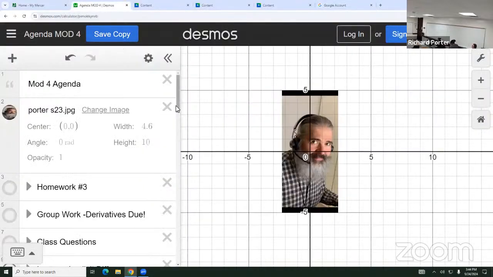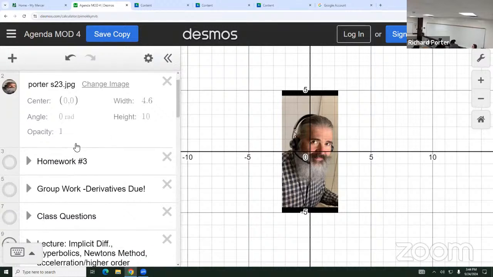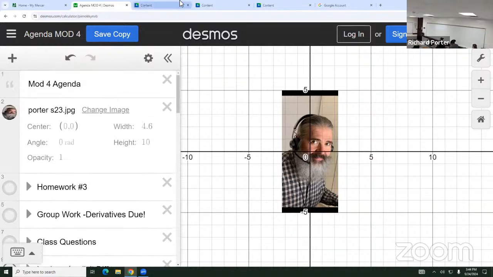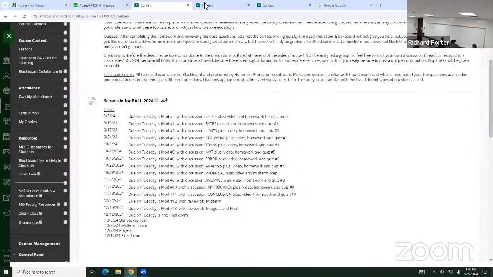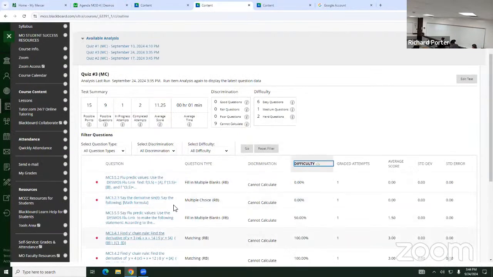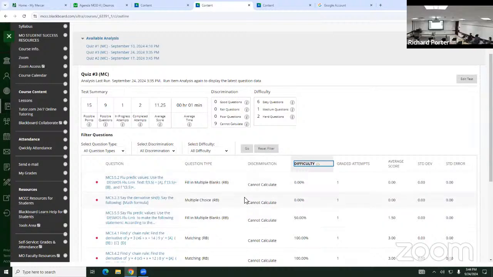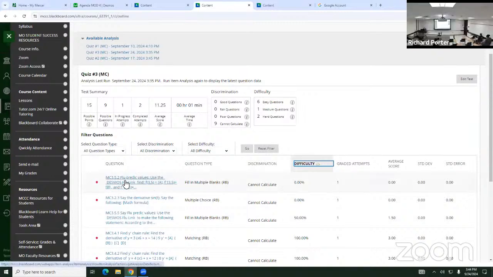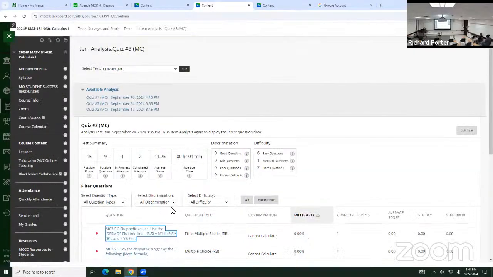Let's see what we're doing today. Okay, so today I have to go over homework 3, and look at the classwork stuff and go over questions. But I think what I'm going to do for homework 3 is look at quiz 3 first. So let's take a look at quiz 3. There aren't a lot of questions here from quiz 3 that you guys didn't get. But okay, let's take a look at this one.